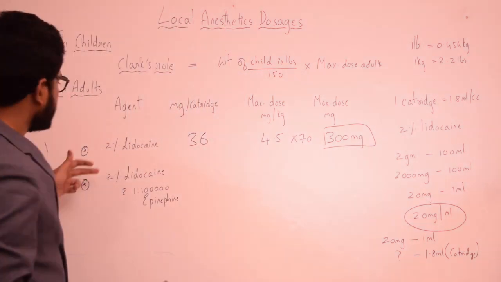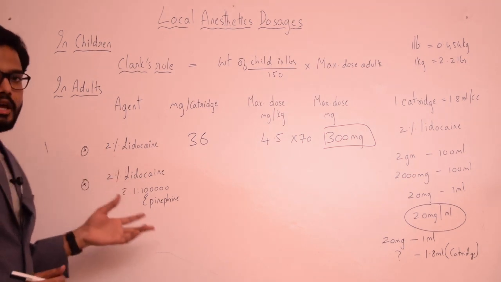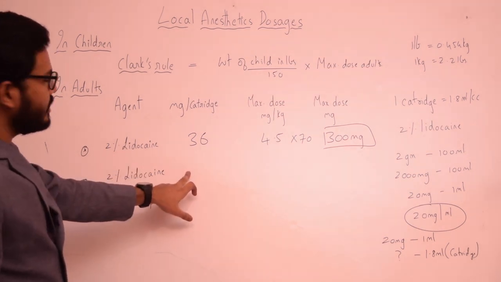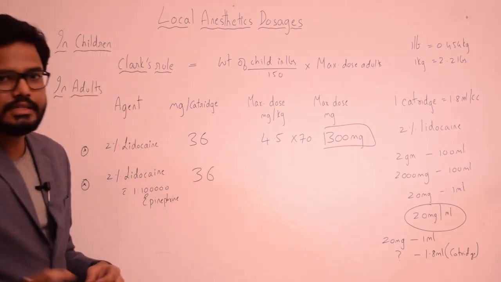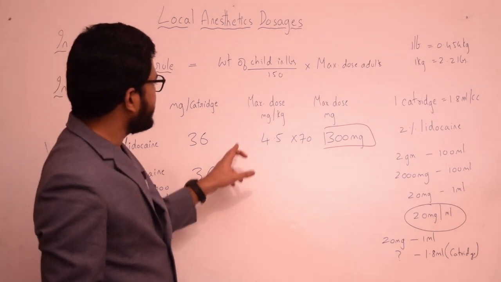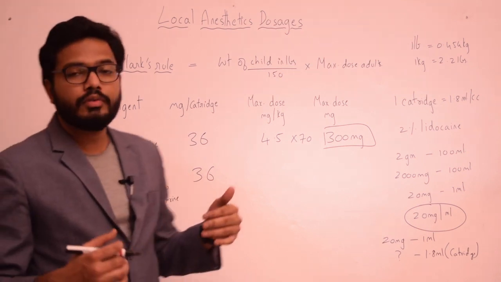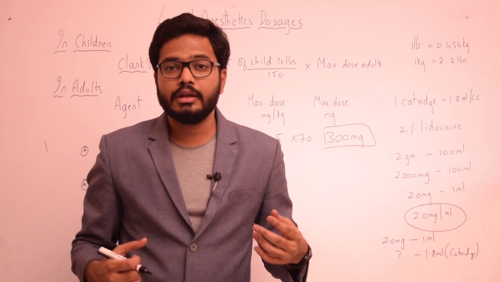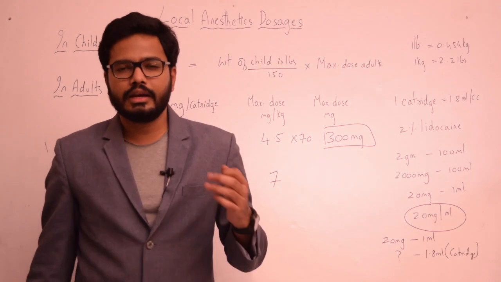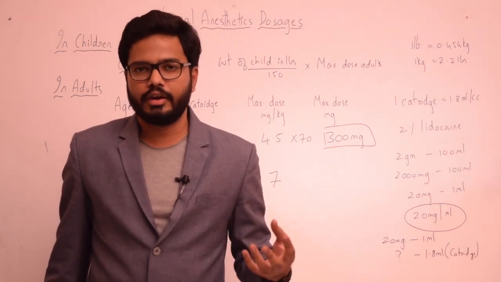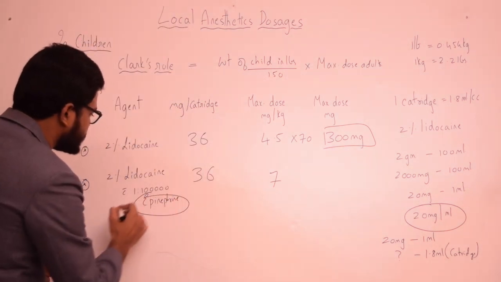Now, coming to 2% lidocaine with 1:1 lakh epinephrine. Whether it contains epinephrine or not, the concentration of lidocaine remains the same because it is 2%. So the concentration of lidocaine in a cartridge is 36 milligrams. Coming to the maximum dose, there is a variation here, because since we are using epinephrine, the amount of lidocaine that can be administered to the patient can be increased. So it is 7 milligrams per kg body weight. The reason why we can increase the concentration of lidocaine when we are administering it along with epinephrine is, for that we need to understand the functions of epinephrine.